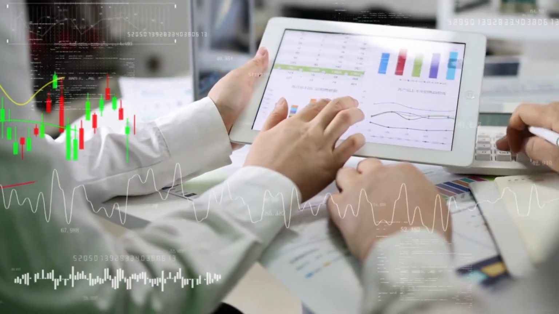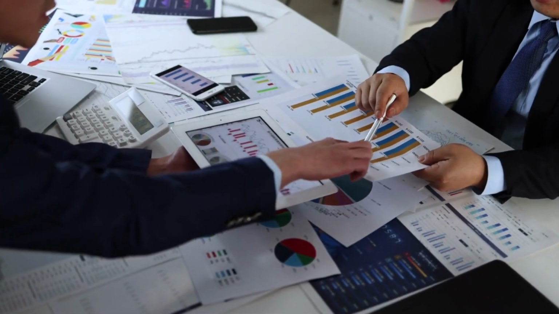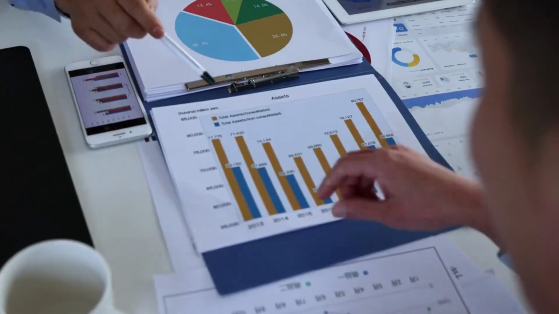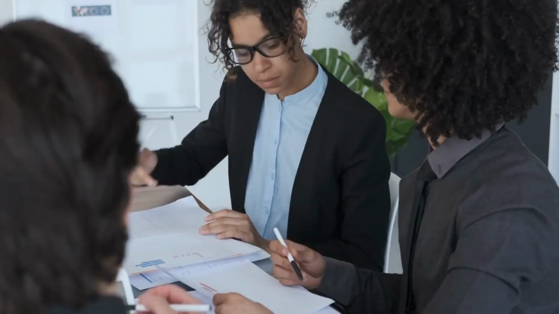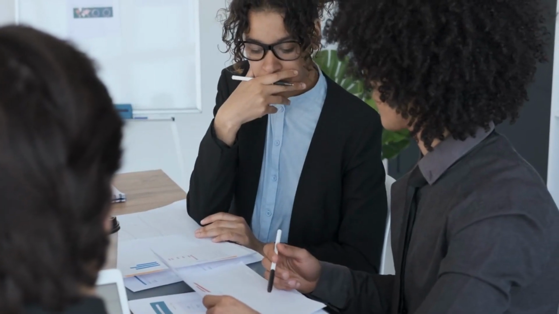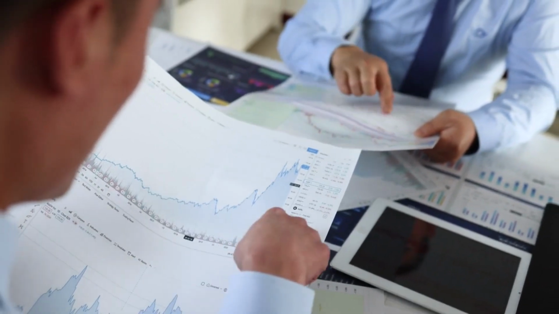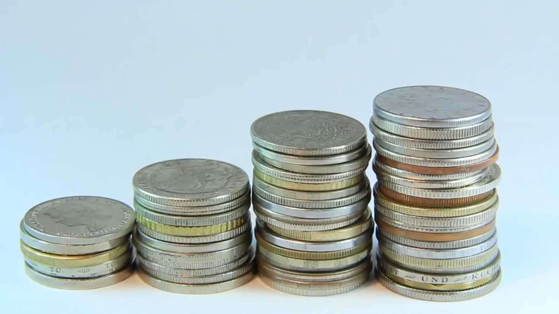Section 1. Understanding financial statements. Before delving into the nuances of financial statement analysis, let's start with the basics. Financial statements are the heart of a company's financial reporting, providing a snapshot of its financial performance and position. The three primary financial statements are the income statement, balance sheet, and cash flow statement.